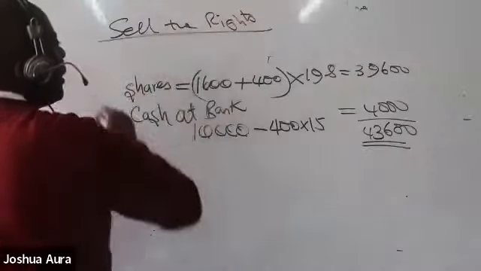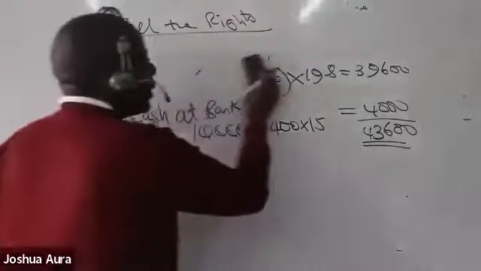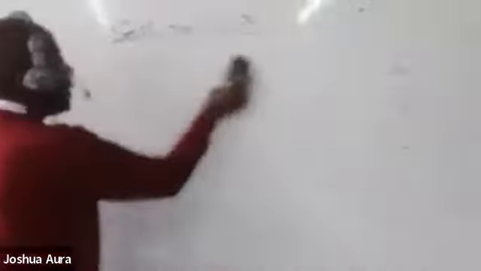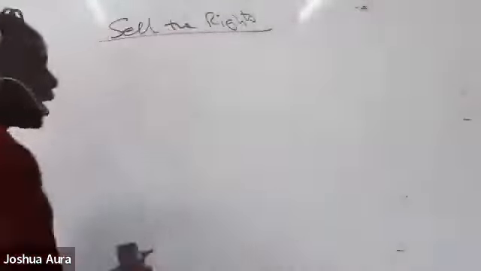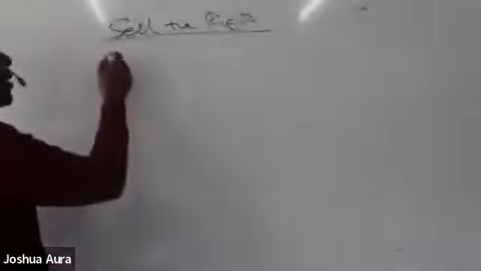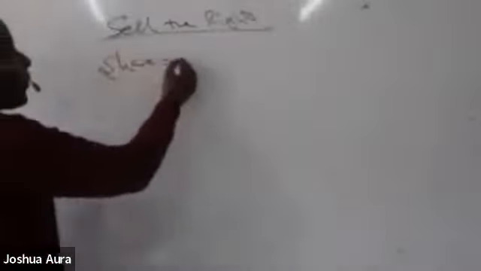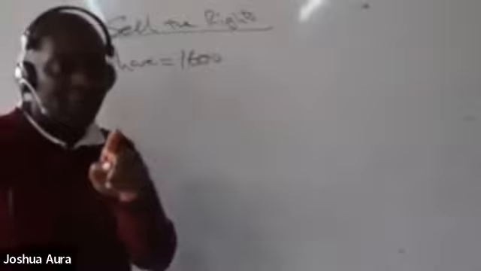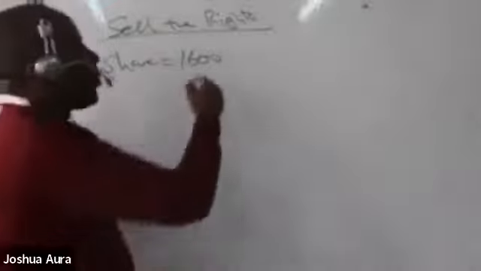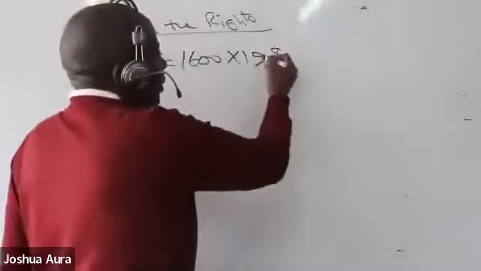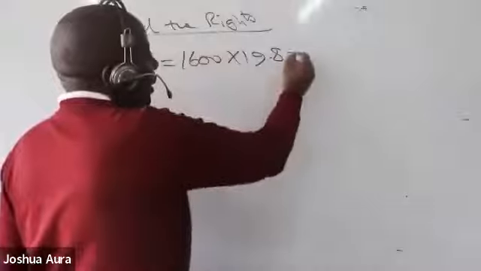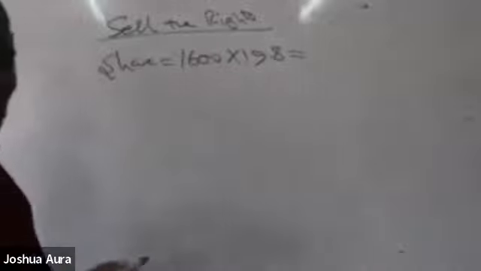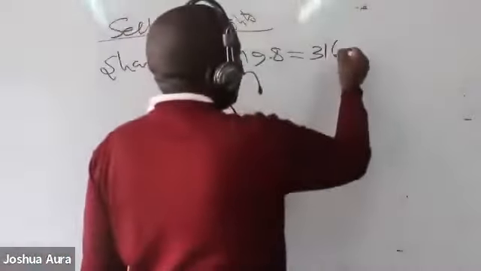So when you sell the rights, what do you have here? The shares that I'll be having will be how many? 1,600, isn't it? But at how much? 19.8, because of course we expect the price to be diluted. So 1,600 times 19.8 will give me 31,680.